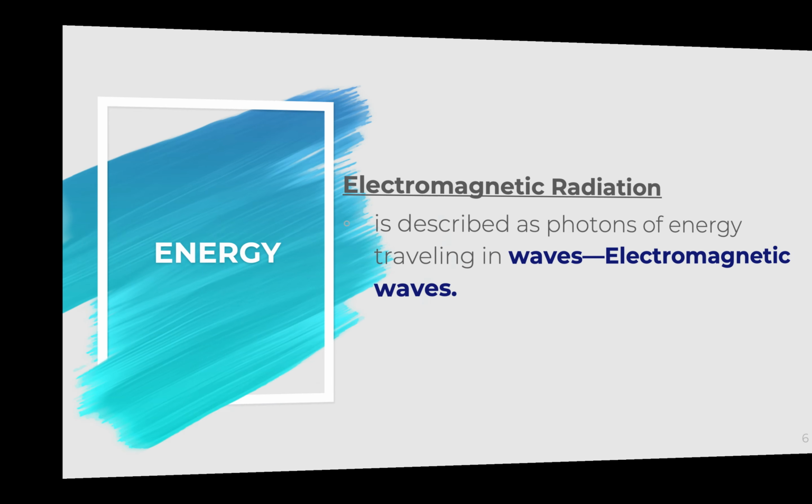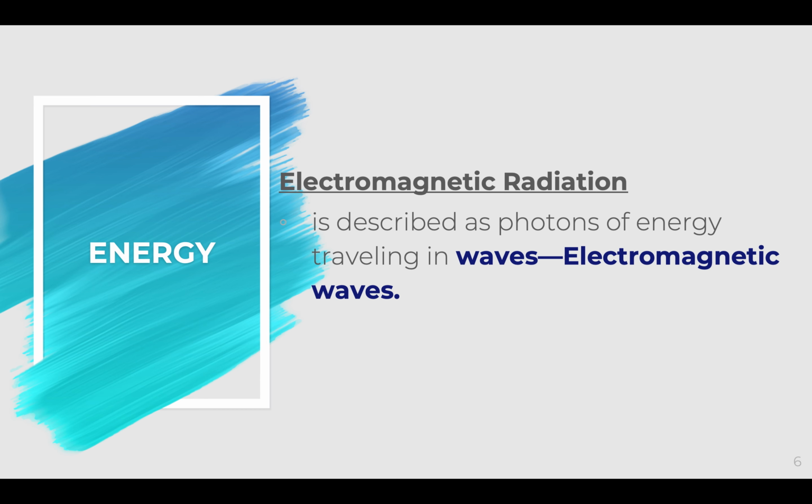So your spectrophotometer, to be exact, measures your electromagnetic radiation. And what is an electromagnetic radiation? It is described as photons of energy traveling in waves. And we call those waves your electromagnetic waves.